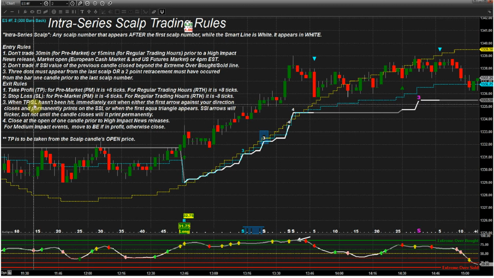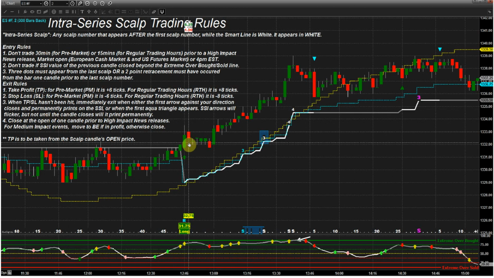When the stop loss or take profit hasn't been hit, immediately exit when either the first arrow against your direction closes and permanently prints on the SSI, or when the first aqua triangle appears. SSI arrows will flicker, but not until the candle closes will it print permanently.